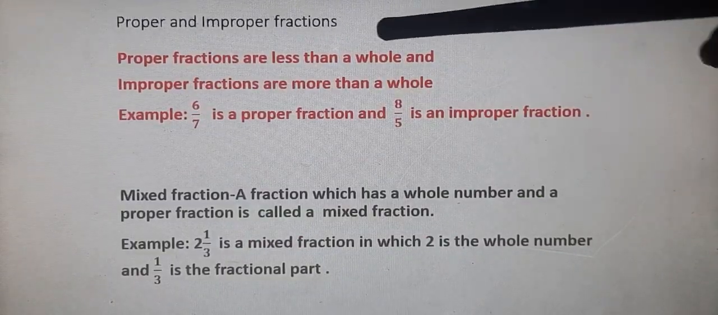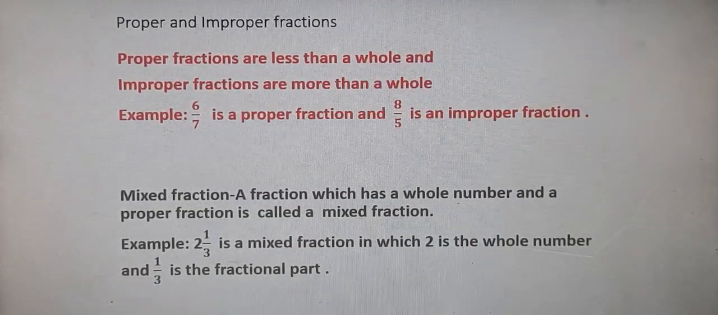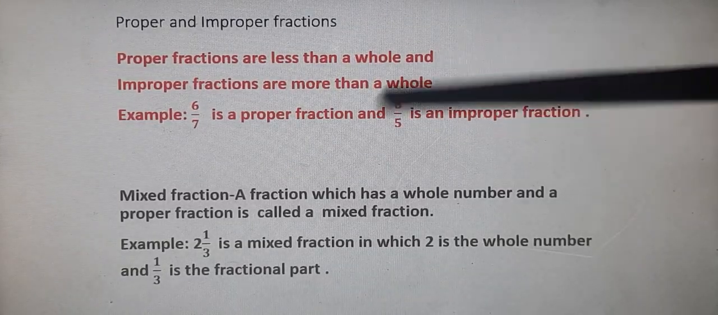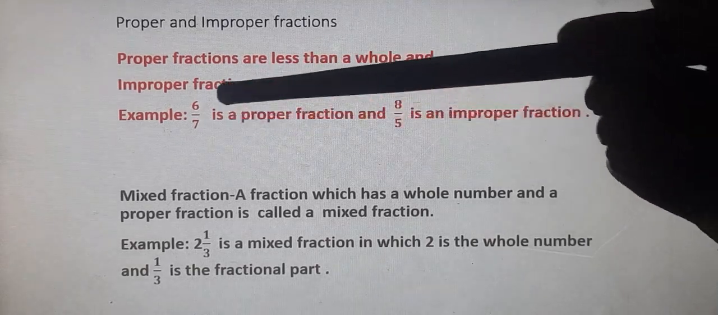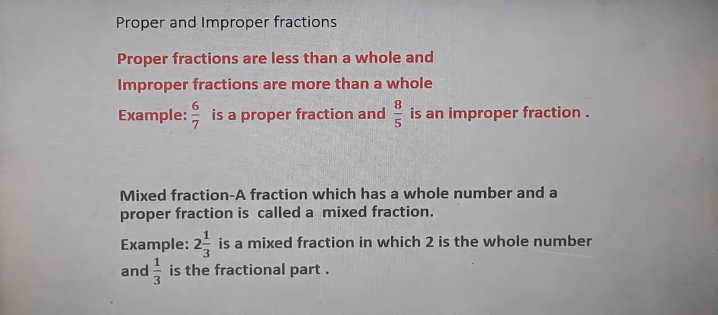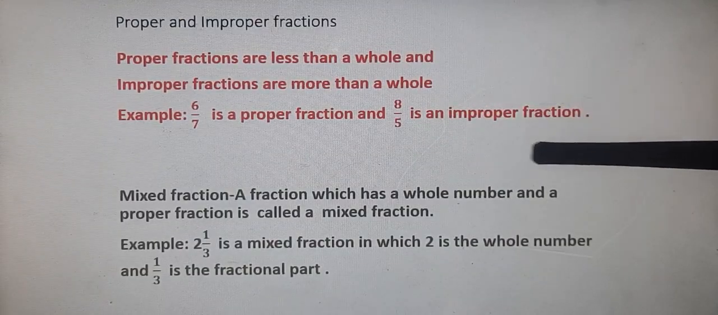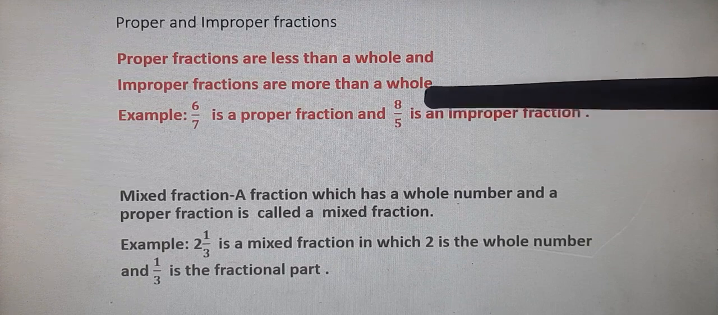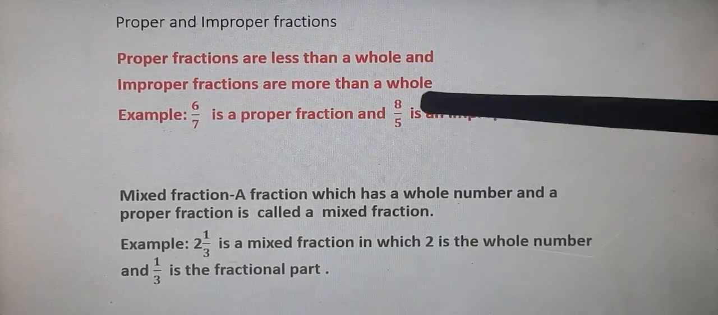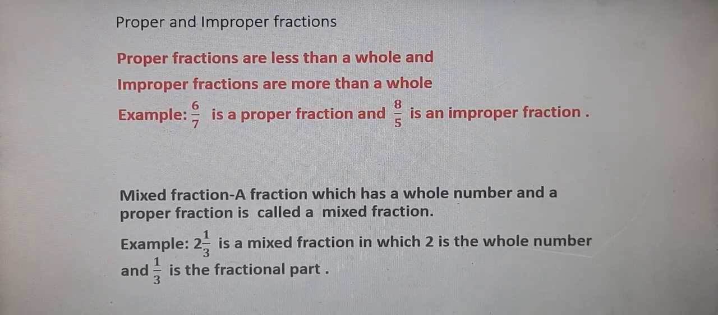Next is proper and improper fractions. Proper fractions are less than a whole and improper fractions are more than a whole. See this example, less than a whole. 6 upon 7 is a proper fraction, means the fraction having numerator smaller than denominator. And 8 upon 5 is an example of improper fraction. Improper fraction is a fraction having numerator greater than denominator. So that's why when you divide 8 with 5, you will get the improper fraction as it is more than a whole. Right?